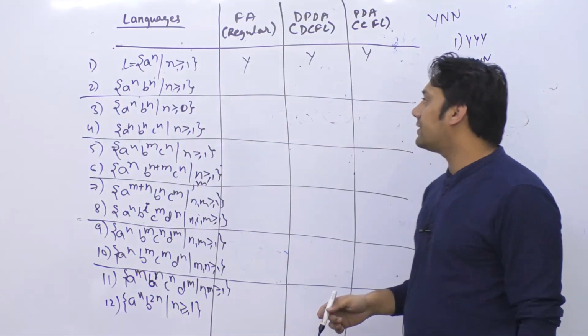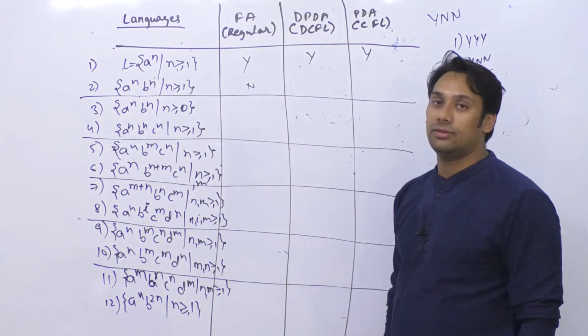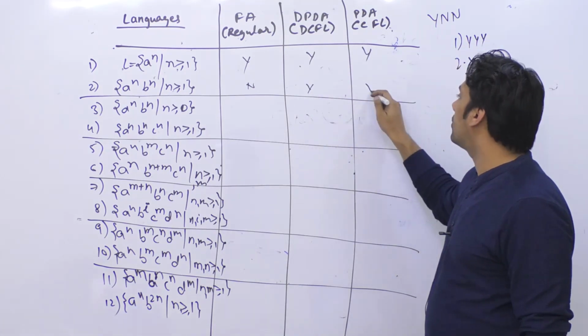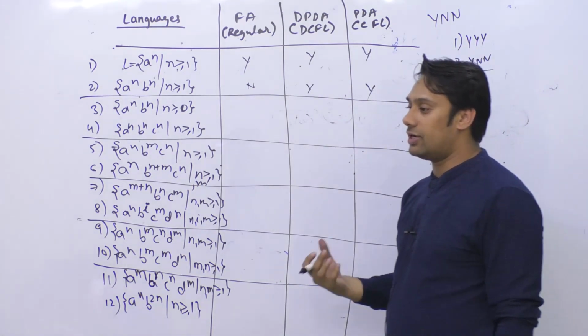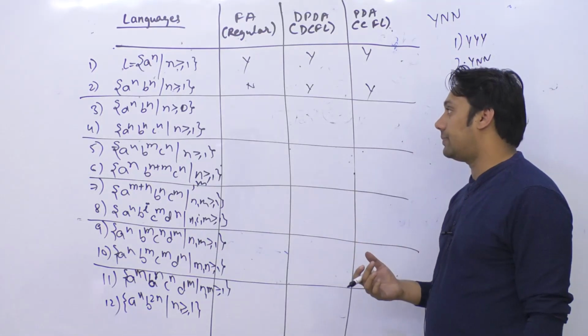So if you see the second case here, you cannot make a finite automata. You can make a deterministic pushdown automata, and as well as you can also make a PDA. If for a language a deterministic PDA is possible, obviously PDA is also possible.